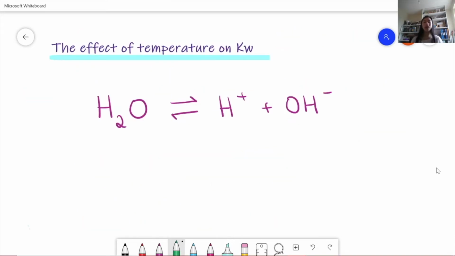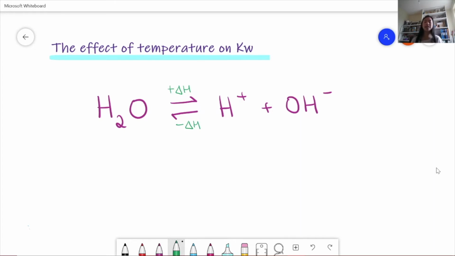Like all equilibrium constants, temperature affects the Kw. If we have a look at this equilibrium, we have water, which is in equilibrium with its dissociated ions, H+ and OH-. From this equation, we can tell that the forward reaction is endothermic, so it has a positive enthalpy change. This is because bonds are being broken, and that requires energy. And so the reaction is endothermic. That means that the backward reaction is exothermic, so it has a negative enthalpy change.